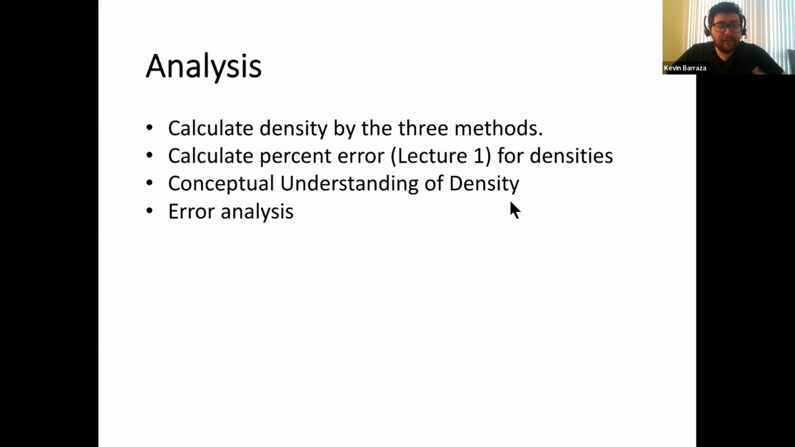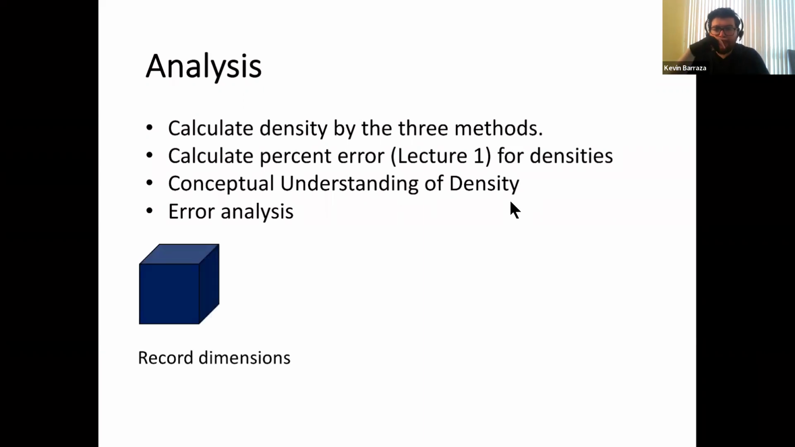Conceptual understanding of density. So putting together, now that you have your density numbers, the idea from our lecture 2 where we talked about what it means when something floats versus something sinks. And then error analysis. Error analysis is what would be the effect of something going wrong while you did the experiment. That's something that's going to continue when we do our in-person labs. If you didn't get the answer you thought you were going to get, what could be the reason why?